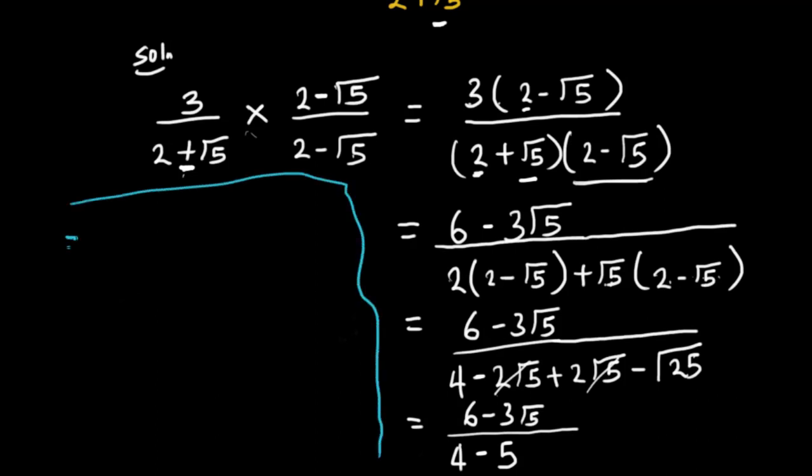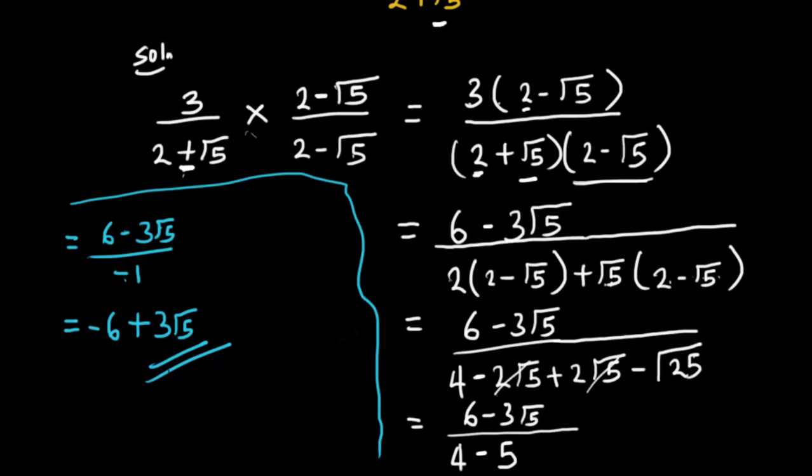So we'll be having equals 6 minus 3 root 5 all over 4 minus 5, which is minus 1. So we have 6 minus 3 root 5 all over minus 1. Alright, the fastest way to do this is just to change the sign of what I have up. The sign of 6 here is plus, so I change it to minus. The sign of 3 root 5 here is minus, I change it to plus. The reason for that is because I'm dividing by minus 1. Does that make sense? So my answer is minus 6 plus 3 root 5.